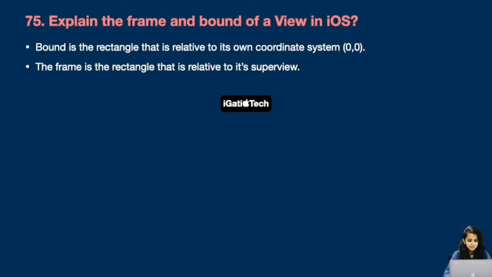And the last question is, explain the frame and bounds of a view in iOS. Bounds is a rectangle that is relative to its own coordinate system with 0, 0, and the frame is a rectangle that is relative to its superview.